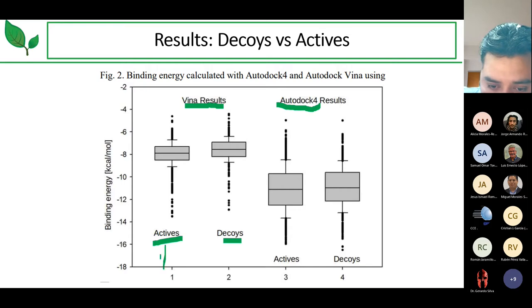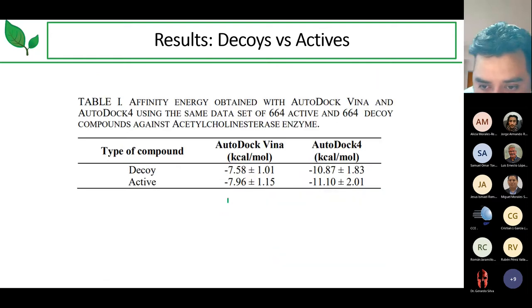We can't differentiate with Autodock Vina whether I have an active compound or a decoy compound, positive or negative, and the same occurs with Autodock 4. We can't distinguish actives from decoys. This is our result, our experimental data, and we can reproduce this with this software. This is the data from the past graphic. Data are in kilocalories per mole.